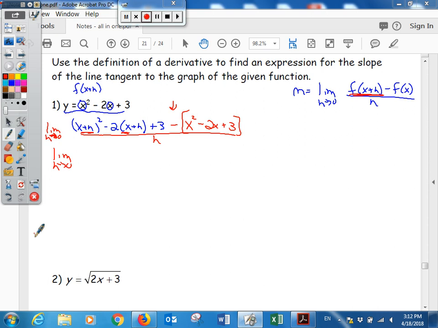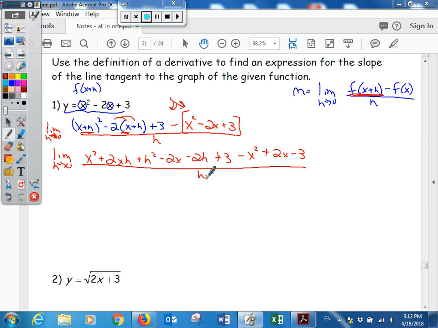So x plus h squared is x squared plus 2xh plus h squared. Distribute the negative 2, it's a negative 2x minus 2h plus 3. And then I need to subtract all of this, so minus x squared plus 2x minus 3. All of this is still over h. Yes, it's a lot of terms, but watch what's going to happen now.